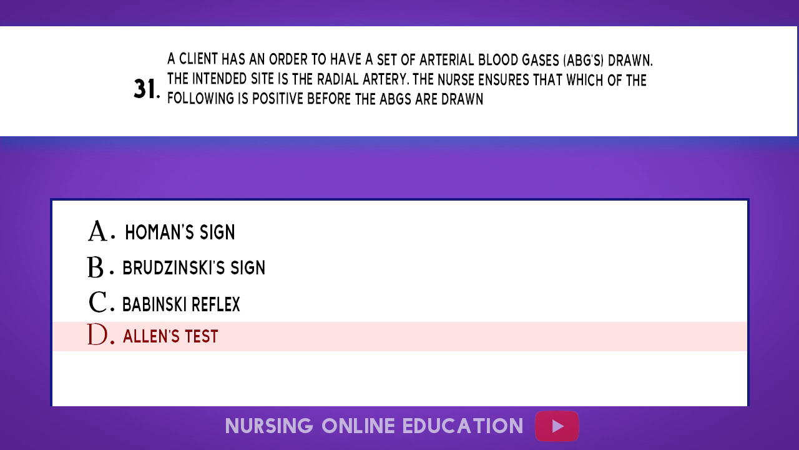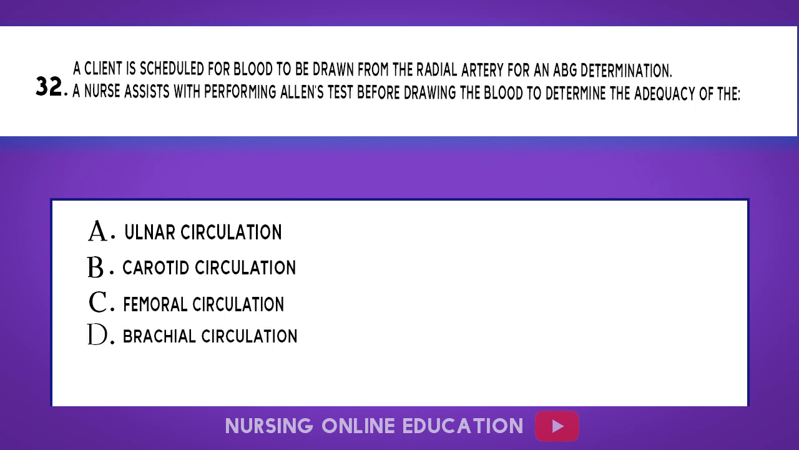The answer is option D, Allen's test. 32. A client is scheduled for blood to be drawn from the radial artery for an ABG determination. A nurse assists with performing Allen's test before drawing the blood to determine the adequacy of the A. Ulnar circulation. B. Carotid circulation. C. Femoral circulation. D. Brachial circulation.